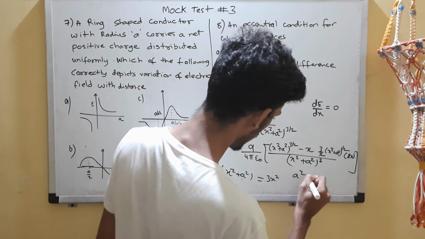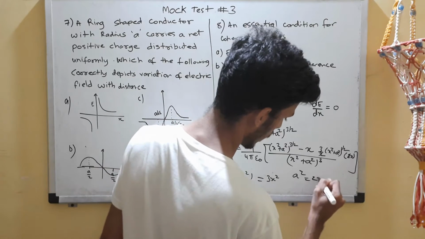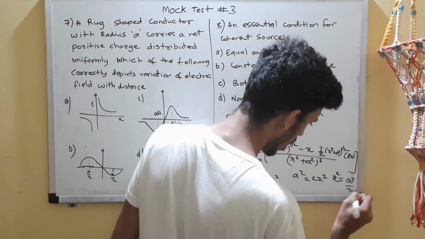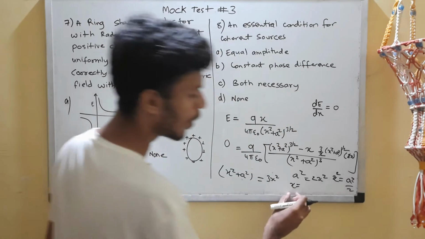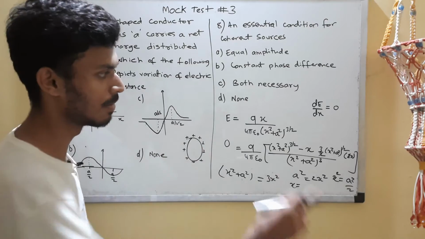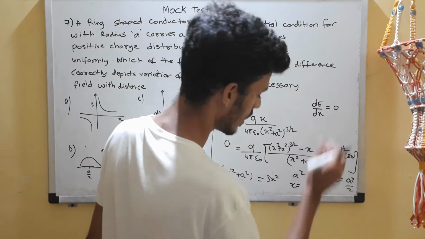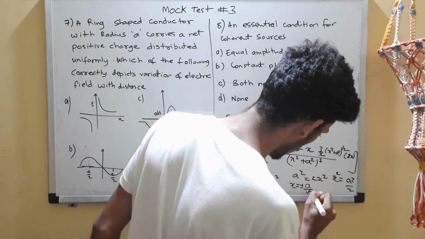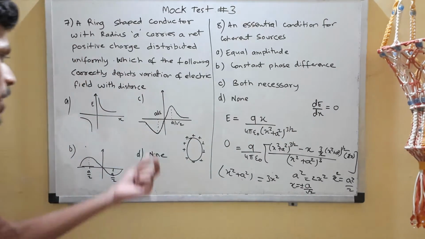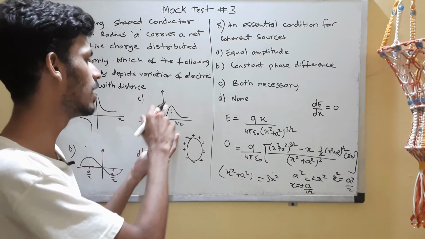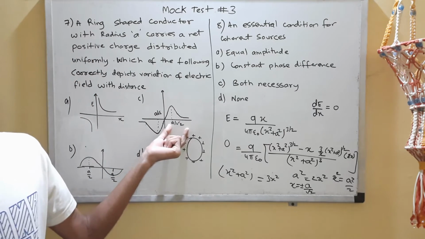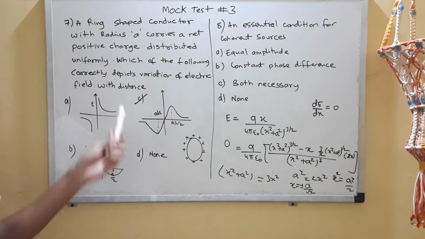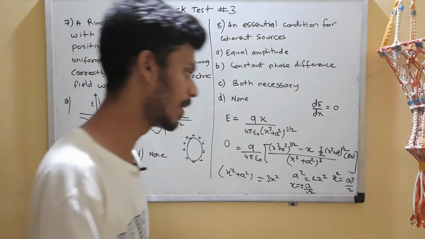It's very simple. a square will be 2x square, or x square will be a square by 2, or x will be plus or minus a by root 2. This is the point where your electric field is maximum, because we have equated this derivative to 0, right? So the graph will be similar to this one, because here the field becomes maximum at a by root 2. This will correctly depict your graph. Your field will become maximum at a by root 2.